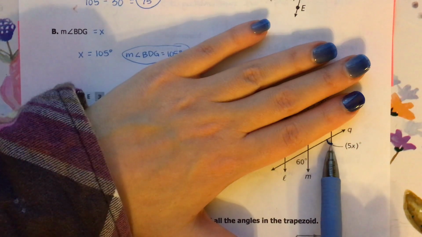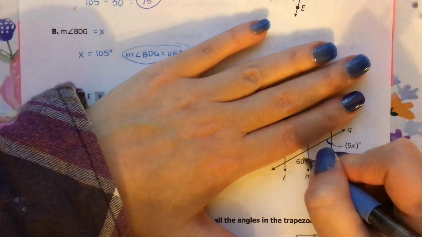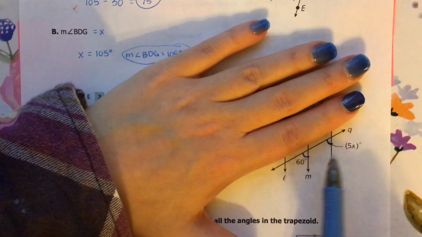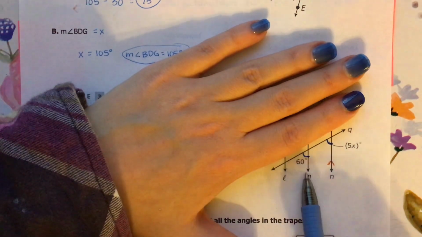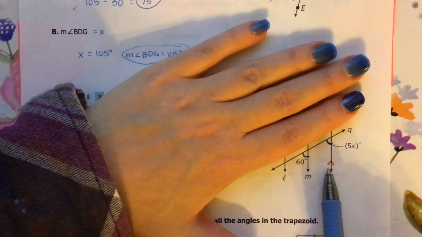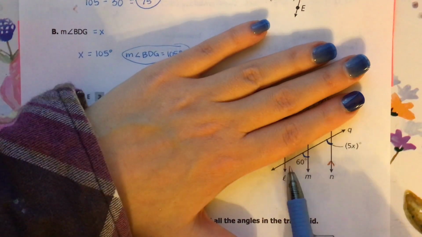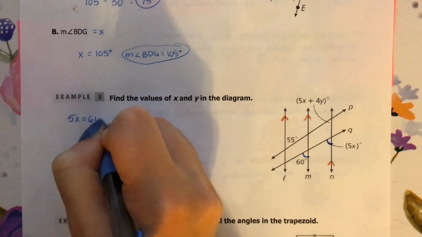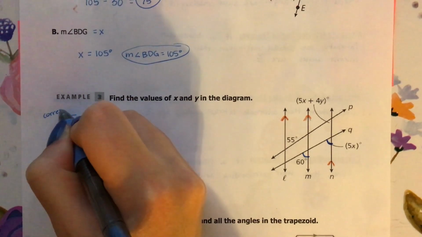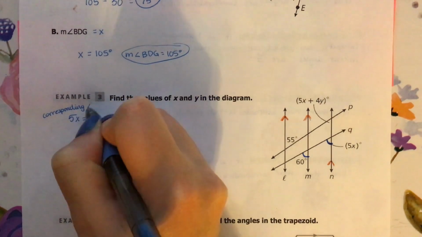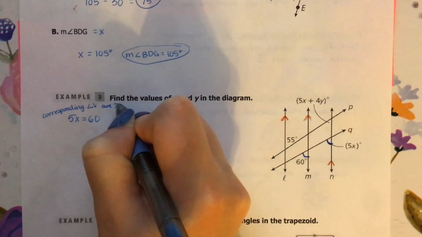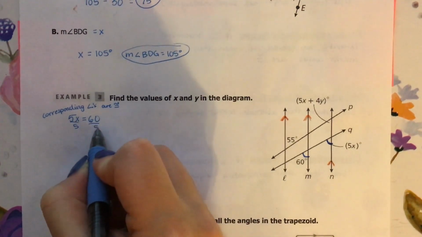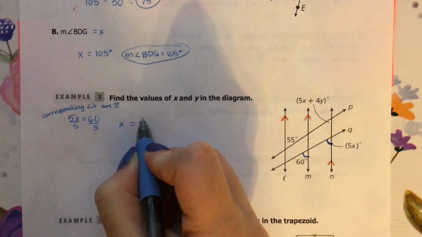I can compare this 5x with this 60 right here. Notice how they're both on the bottom of the transversal, and the 60 is on the left of this line, and this 5x is on the left of that line. So I can now set up my equation: 5x is equal to 60. And I'm going to label them: corresponding angles are congruent. I'm just going to list why you're doing this. So now I'm going to divide by 5 on both sides, and I get x is equal to 12. Beautiful.